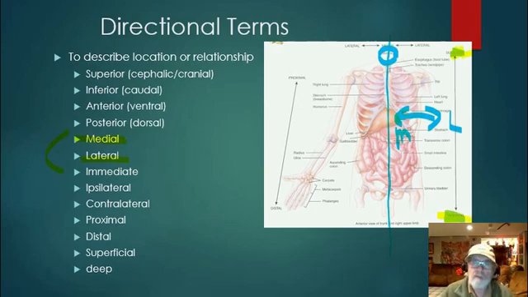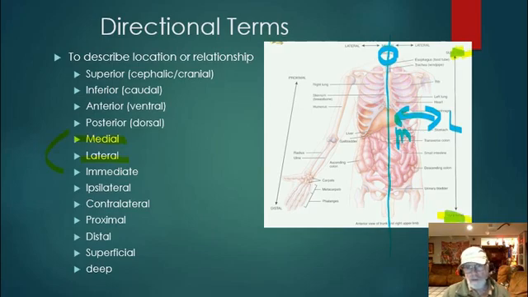Okay? I could say my ear is lateral to my eyes, which it is. Because my eyes are close to the midline, but because they're closer, the eyes would be medial to my ears, or my ears would be lateral to my eyes. Makes sense. Okay? So if something is closer to the midline, it's called medial. If something is further away from the midline, it's called lateral.